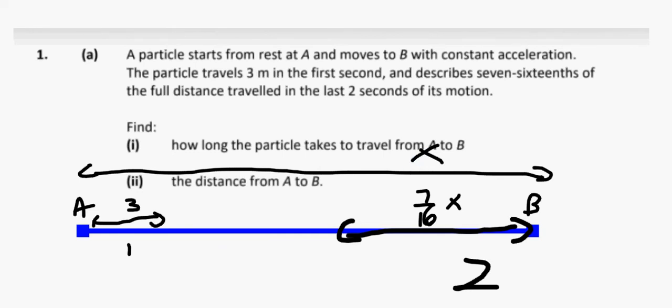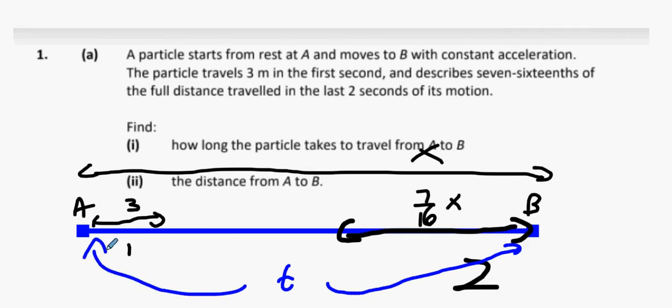Now, you're also going to say that the time t is all the way from beginning to end. How long does it take the particle to travel from A to B?